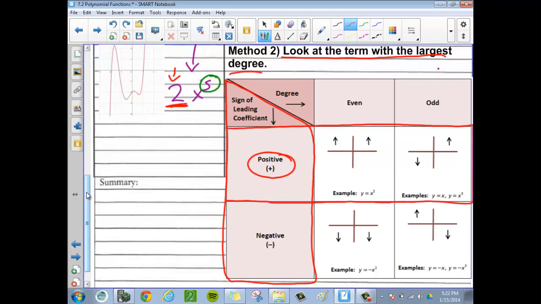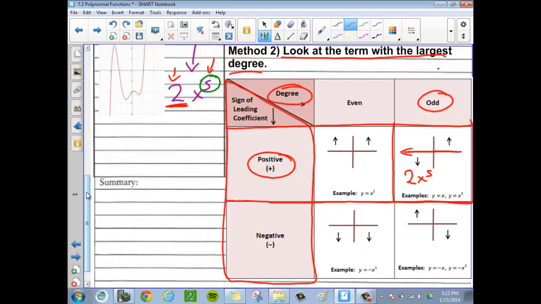Okay? Then we need to look at the degree of this leading term. Well, the degree of this one is 5, so that makes it odd. And so this is what the end behavior is for this scenario. I'll just put this here as an example. We had 2x to the fifth. As this function, just like we found before, goes to negative infinity, it's dropping. If it goes to positive infinity, it's increasing.